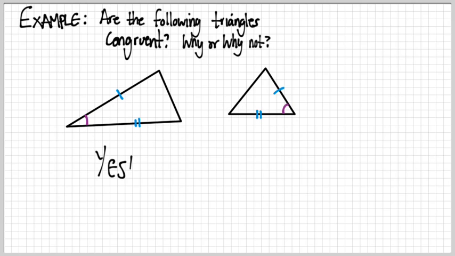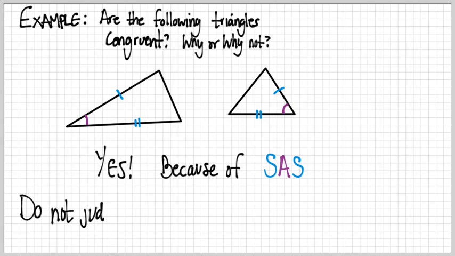So what we have here is SAS. We have side angle side congruence, so that tells us these two triangles are congruent. It also tells us that these drawings are pretty whack, but that's okay. They're way off. That's all right.